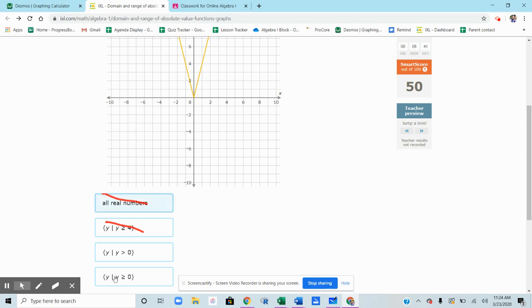The difference here is your signs. One has just greater than, and one is greater than or equal to. So the question is, can you be at exactly 0? And if you look at your graph, well, yes, you can. You can be at exactly 0. So greater than or equal to 0 is the one that makes more sense.